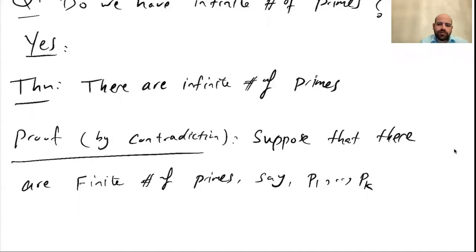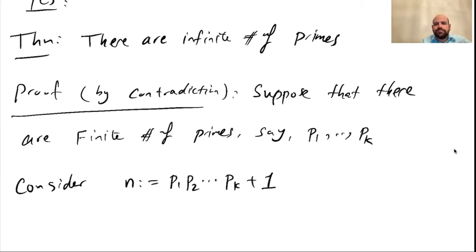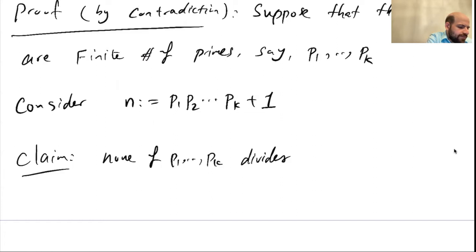Now the number that we are looking for will be, so consider n equals P1 times P2 times ... times Pk plus 1. The product of the prime numbers that we have, plus 1. So my claim is none of P1 to Pk divides n.